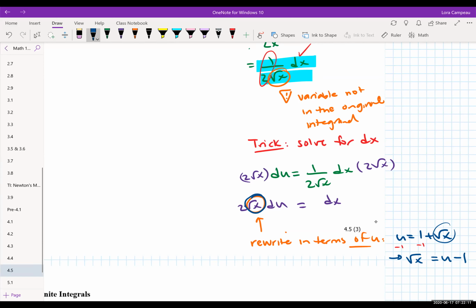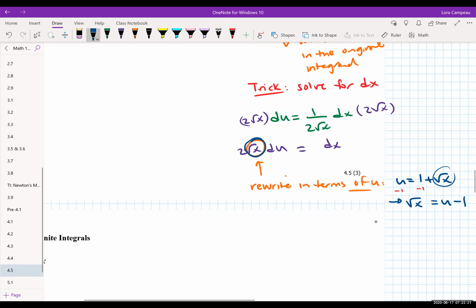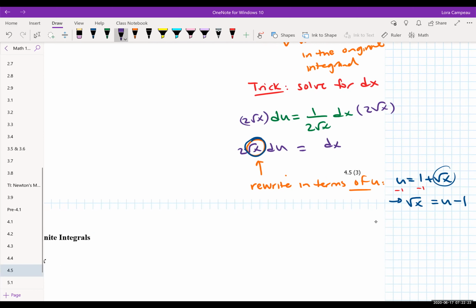So now, this is what makes it a little bit prettier. dx can be replaced with, and I'll write it over here, so now dx can be replaced with 2, not times square root of x, but 2 times u minus 1. And then don't forget that there was a du there.